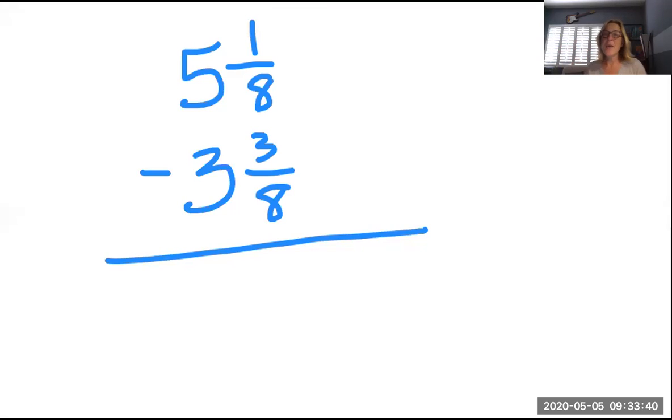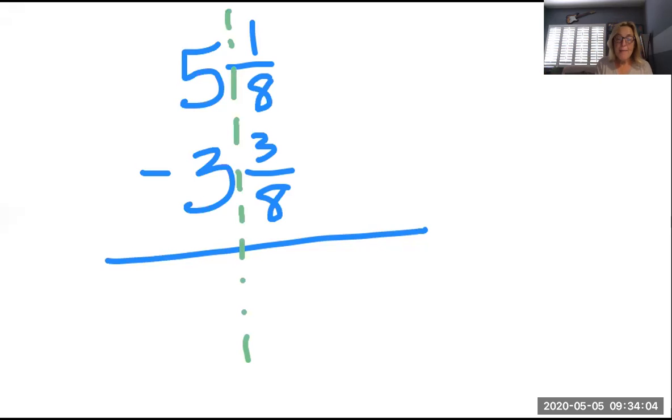All right, so here's our next problem. Now, if you want to try this on your own, you can pause the video and then come back and see if you did it right, or you can do it along with me. Okay, so right now in our fraction column, because we always start with the fractions, it says we need to take 3/8 away from 1/8. Well, if we only have 1/8, that's not enough to take 3, so I need some more eighths.